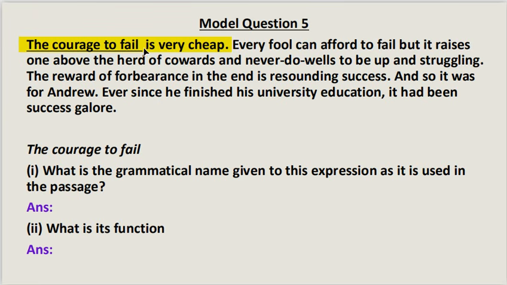The courage to fail is identified. What is the grammatical name? What is the grammatical function of the courage to fail as used in the sentence? Okay, try to answer it. I'll give you a few seconds. You may pause the video to buy yourself more time.